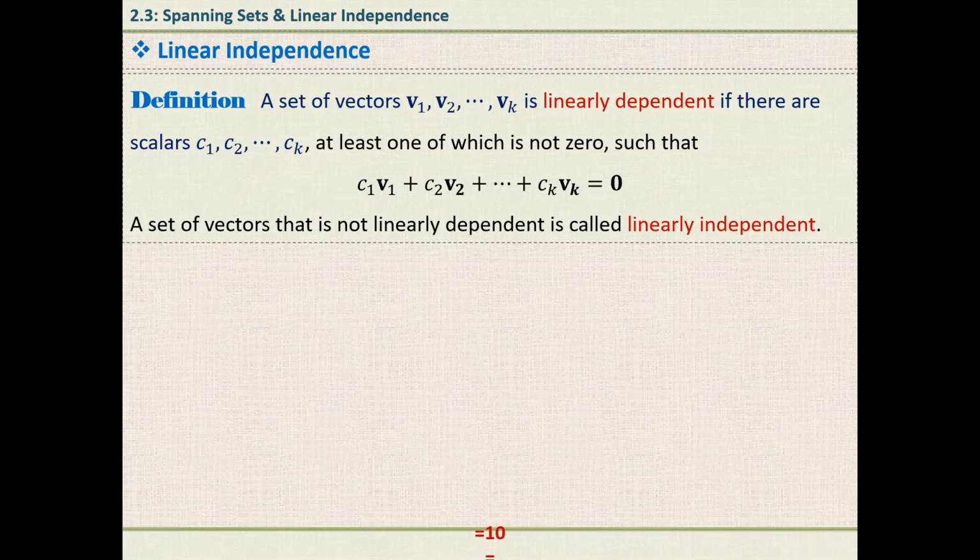So what's going on here? As you see, we are given k vectors, v1, v2, ..., vk, with non-trivial scalars c1, c2, ..., ck, and non-trivial means at least one of these values is not equal to 0. So the linear combination gives us the 0 vector. A set of vectors that is not linearly dependent is called linearly independent. That means that the only way to write the linear combination of these vectors equal to 0 is when all of c1, c2, ..., ck are equal to 0. Then we call them linearly independent.